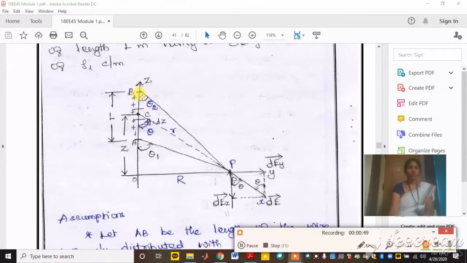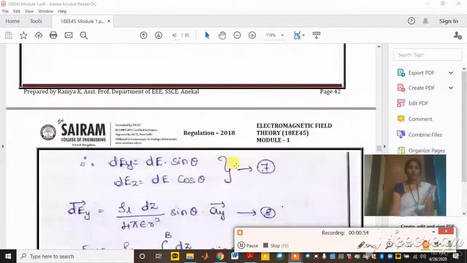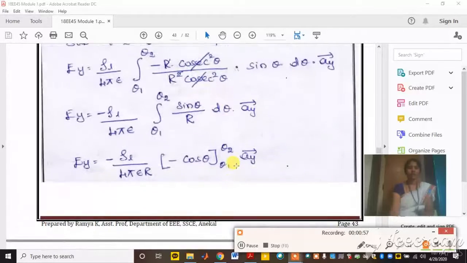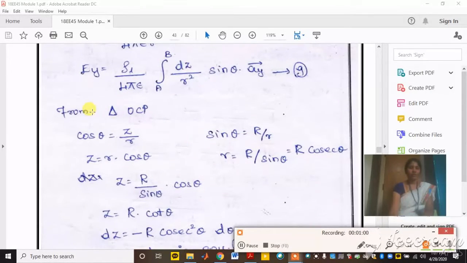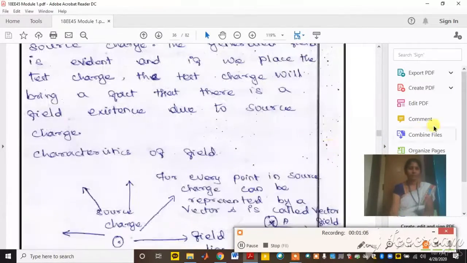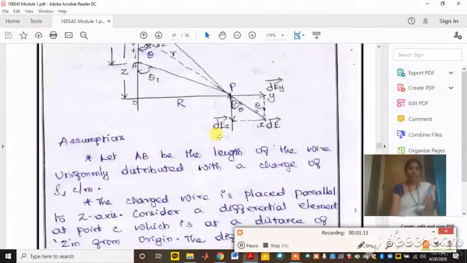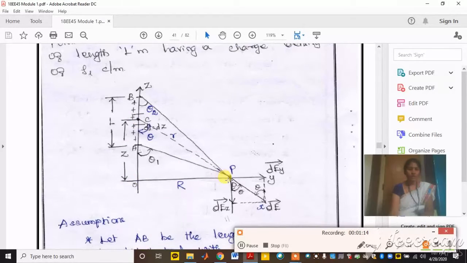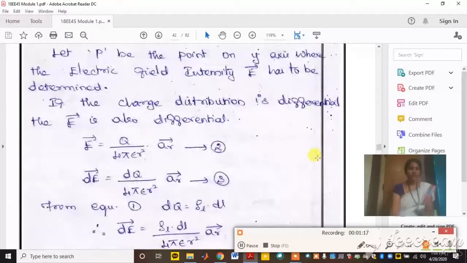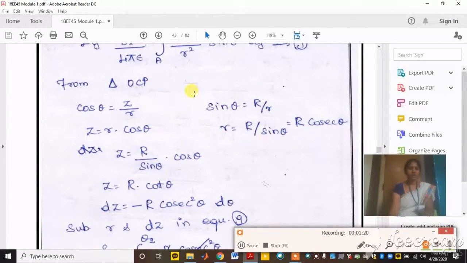Suppose if you are placing the point C here, the value of z is from origin till here. So the value of dz as well as the value of r is going to change when you change the differential elemental length position. That is why here we have taken from triangle OCP. From the same diagram, from this triangle, we should identify what is my sin theta and what is my cos theta. After identifying, we will get cos theta is equal to z by r and sin theta is equal to r by small r. So from this, z is equal to r into cos theta, small r is equal to r by sin theta.